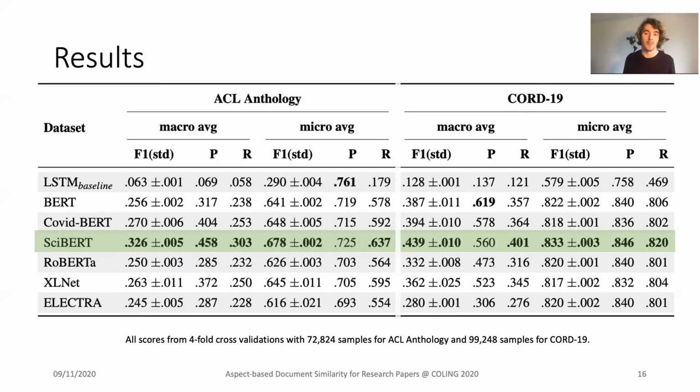Generally speaking, the BERT variations, so the original BERT, SciBERT, COVID-BERT, perform better compared to the LSTM baseline and the other transformer-based models. We attribute this to the next sentence prediction objective that is used in the pre-training of the BERT variations, but not with RoBERTa, XLNet, or ELECTRA. And the next sentence prediction task is very similar to the pairwise document classification that we are doing.